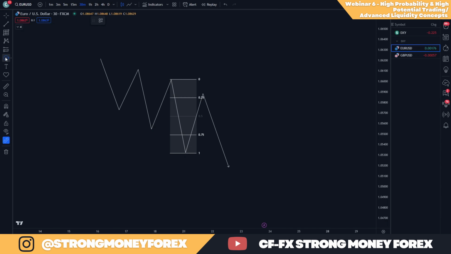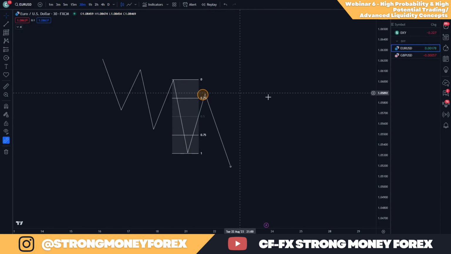Yeah, we can do from 0 to 0.25. Yeah, so that high, that's a good area for sales, right? Everyone agreed? Good. That is because that's a fair value gap or imbalance area, so we can look at that area for sells.